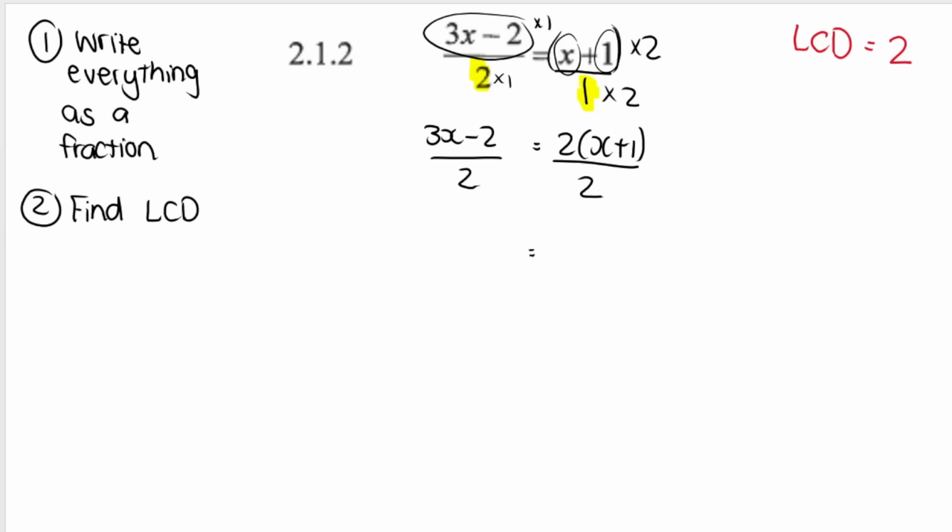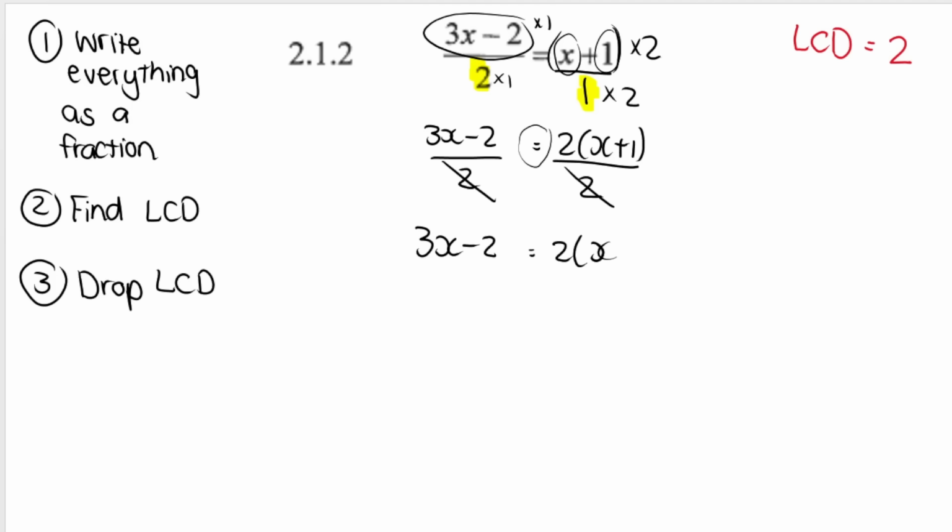Once both fractions, or all fractions, are written over the LCD, we can do what I call dropping the LCD. And please note, we can only drop the LCD when there's an equal sign and we are solving. So what I mean by dropping the LCD is it's the same there, it's the same there, so we drop it. So we've got 3x minus 2 on this side and 2x plus 1 on this side.